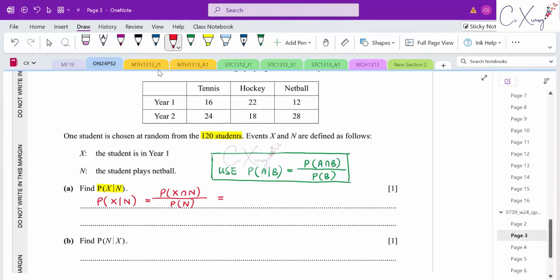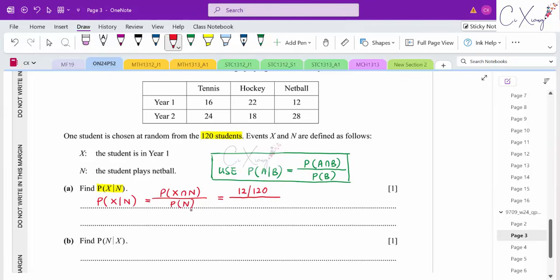Okay, so what do we have for X intersect with N? We are looking for this one where X is the student in year 1, and then intersect with playing netball. So year 1 and playing netball is 12 persons. So you're having 12 over 120. Or you can just put it as 12 also, because later the total is the same, 120, and we need to simplify that.